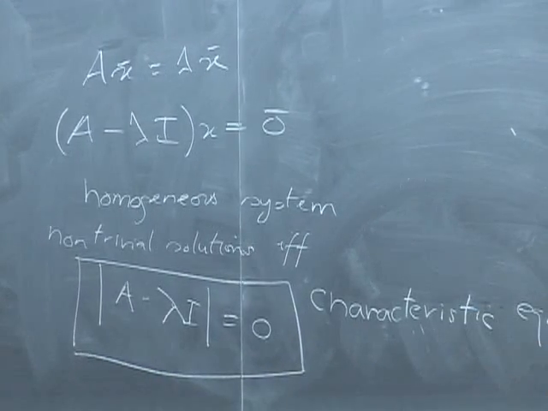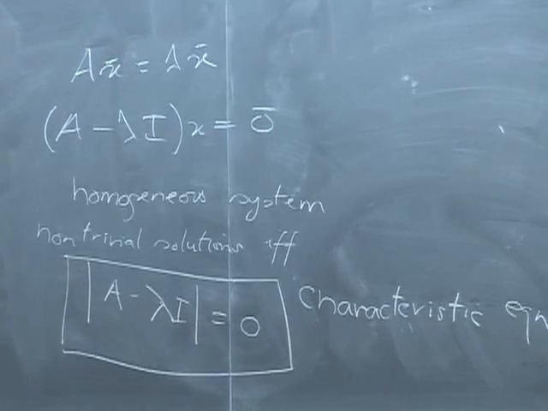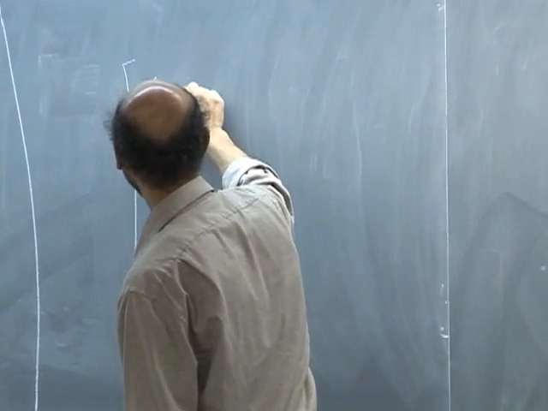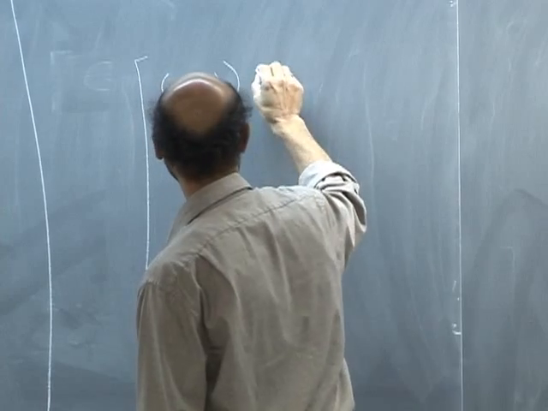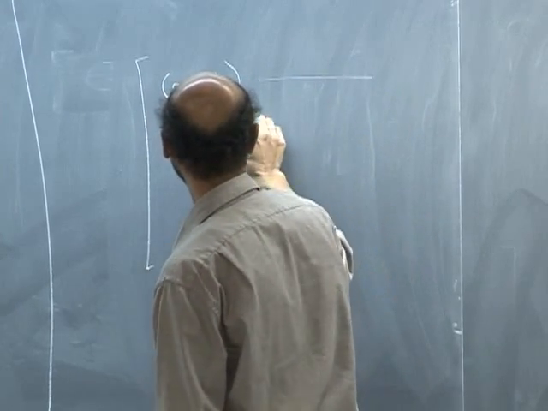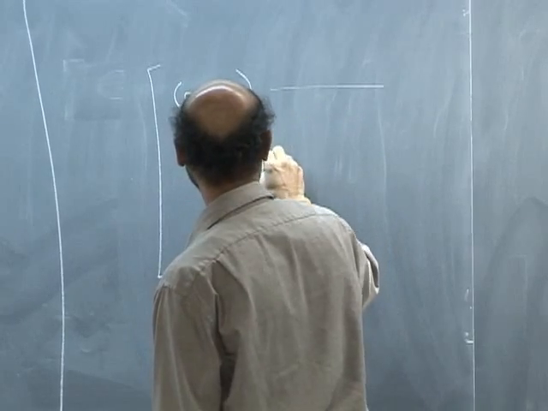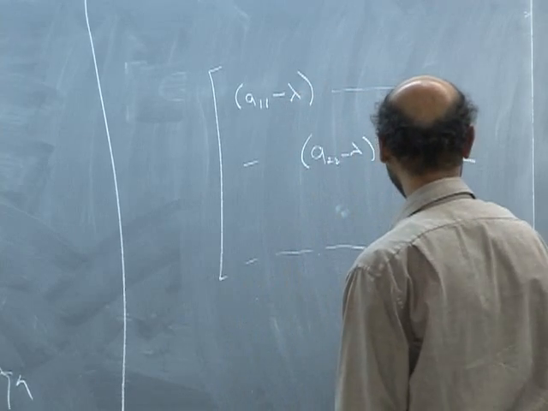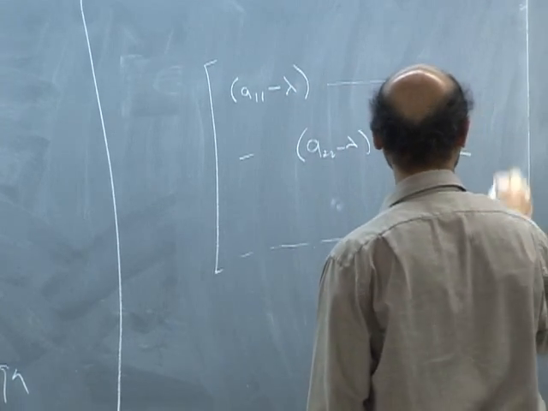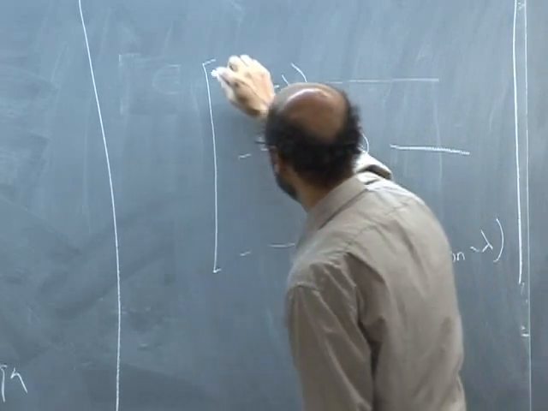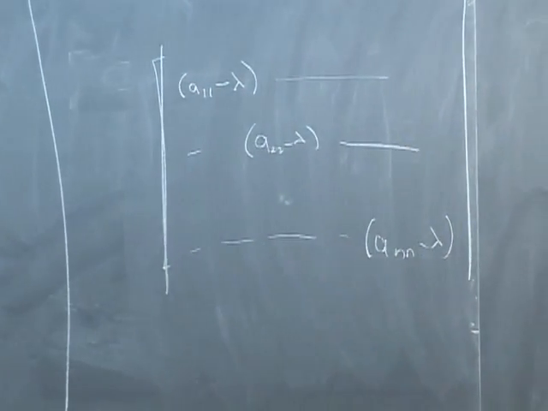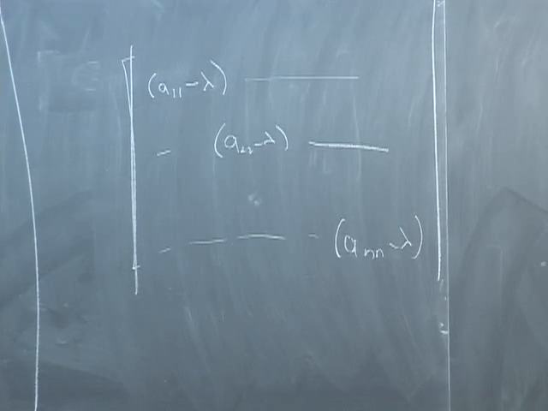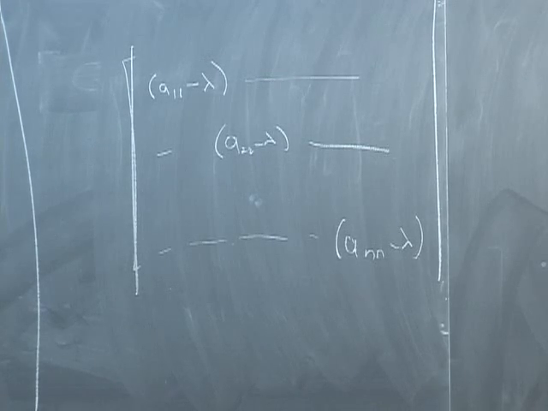Now this determinant, if you look at it, is going to look something like this. It's going to have A11 minus lambda, then some other elements, all constants, then A22 minus lambda, and some other stuff, and so on. The last element is going to be ANN minus lambda. That's what this determinant is going to look like, and we see that it's basically going to be a polynomial in lambda.